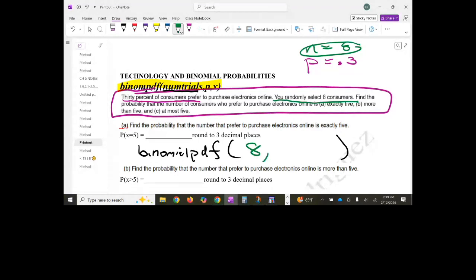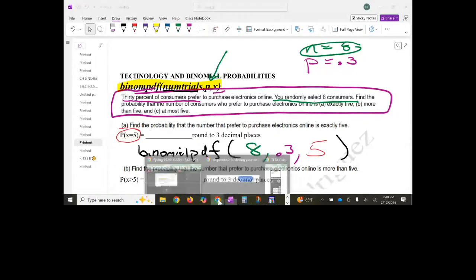I'm going to put a comma. The next thing is going to tell me, hey, Omar, put the value for P. Our value for P, y'all, was 0.3. Put a comma again. The last thing is going to tell me, how many people are we hoping this happens for? In this case, we said how many folks? 5. That is exactly what I'm going to type in, y'all.